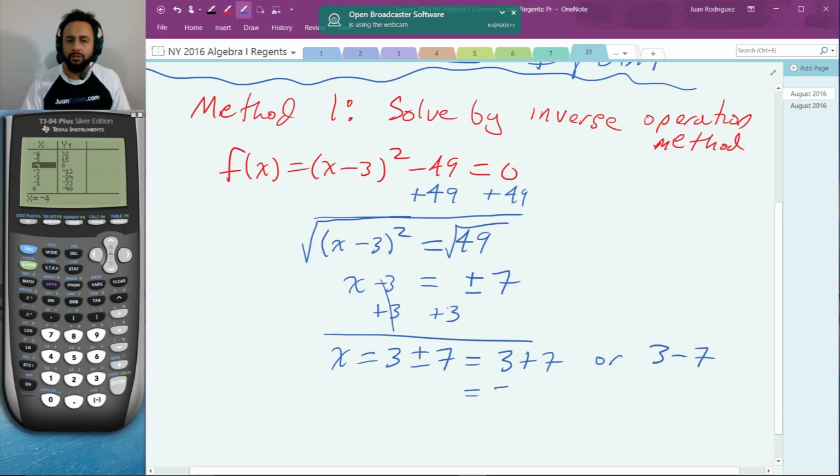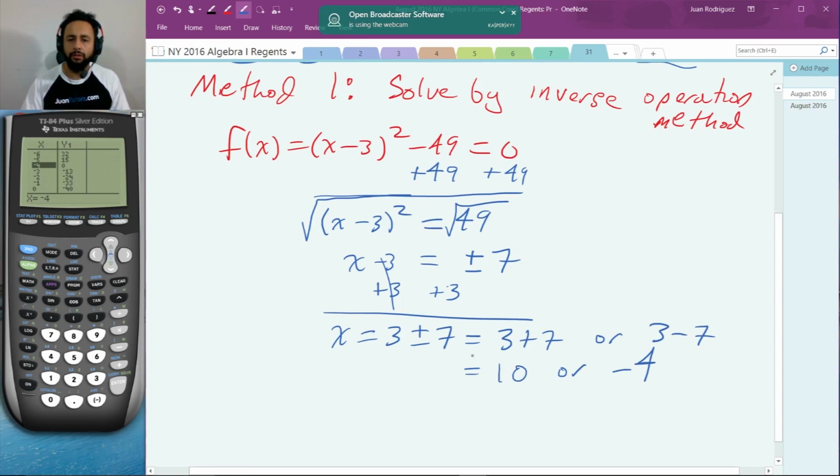So 3 plus 7 equals 10, or 3 minus 7 is negative 4. And that is a perfectly valid answer. Okay, so those are 2 answers to x, and we could check our answer.